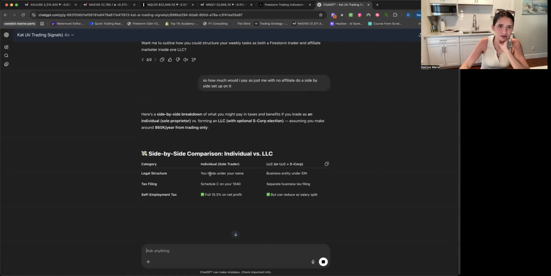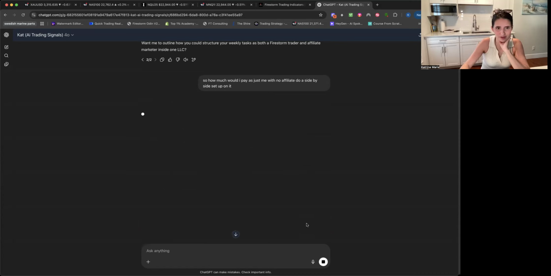Legal structure. You can reduce it with a salary split. There's your little answer there.